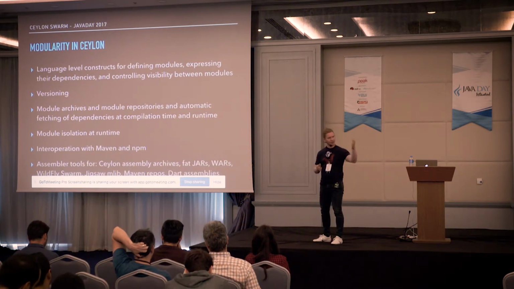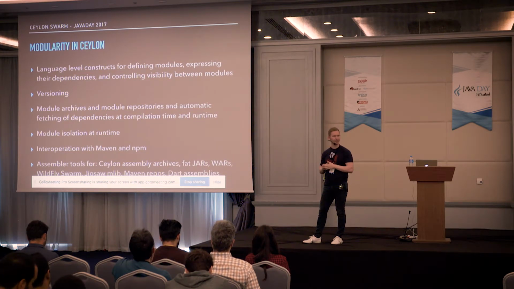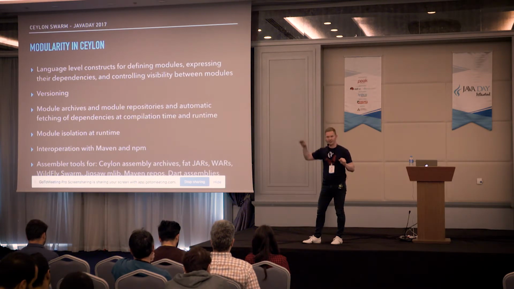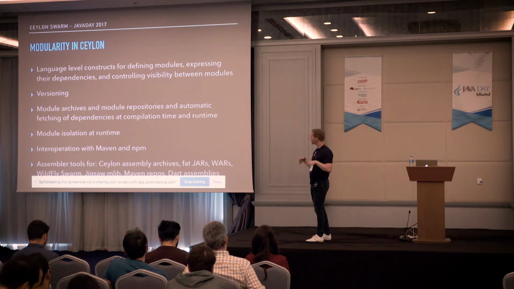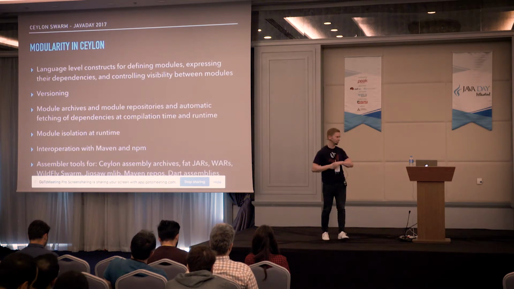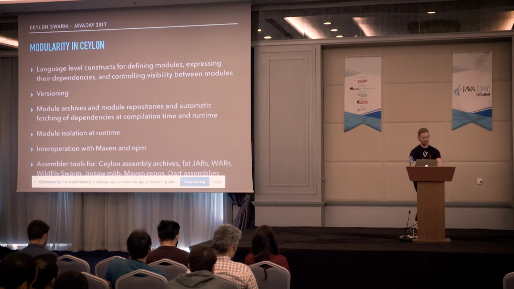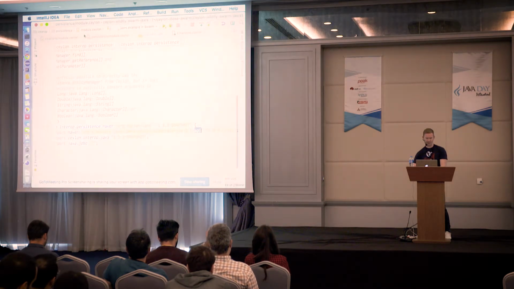We get versioning. You've seen that in our module descriptor, we declared the versions of things that we depended upon, and we can use the overrides file to adjust the versions of the things we depend upon. Hopefully what I showed you makes those ideas concrete. We get module archives and module repositories. So a module archive is the artifact that a Ceylon module will compile to.